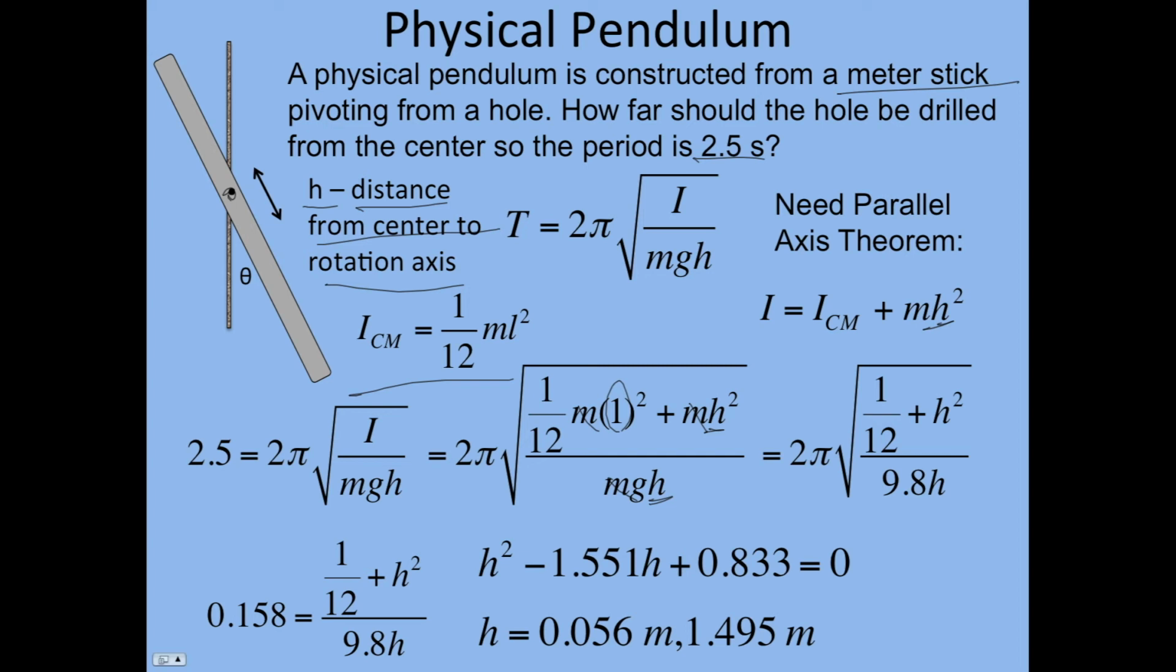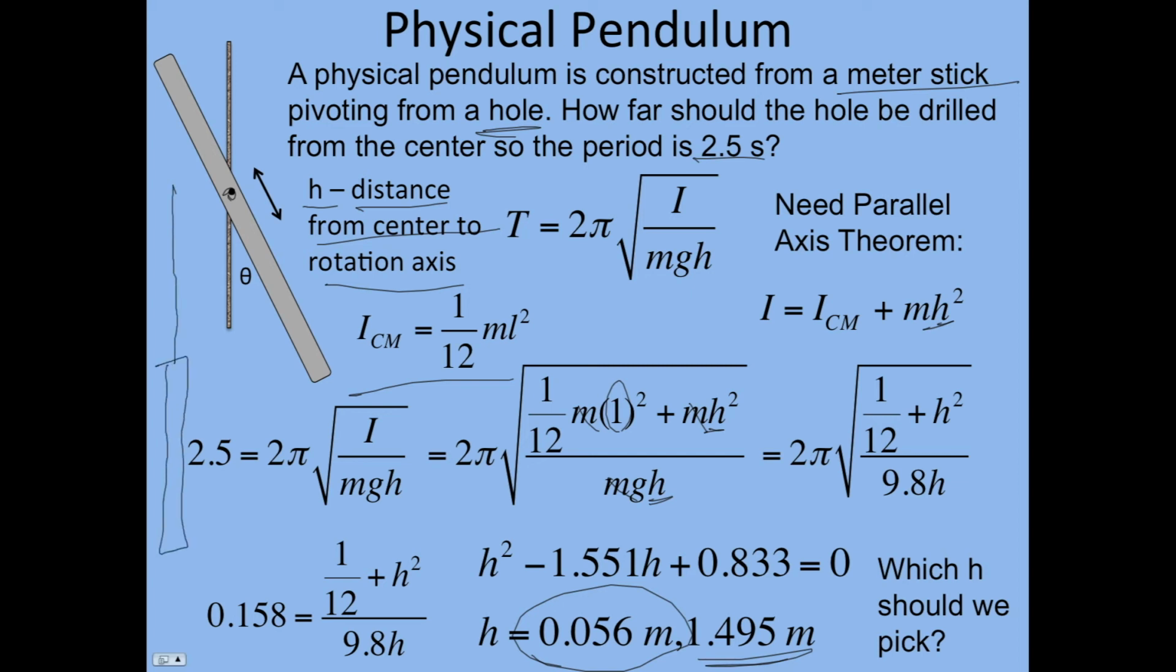Well, you can see clearly from the drawing here, and the fact that we have a hole in the meter stick, it's got to be this. This would be off the meter stick. It is true that if you were to hang the meter stick from a long string, and if this distance was 1.495 meters, it would have a 2.5 second period, which is kind of cool.